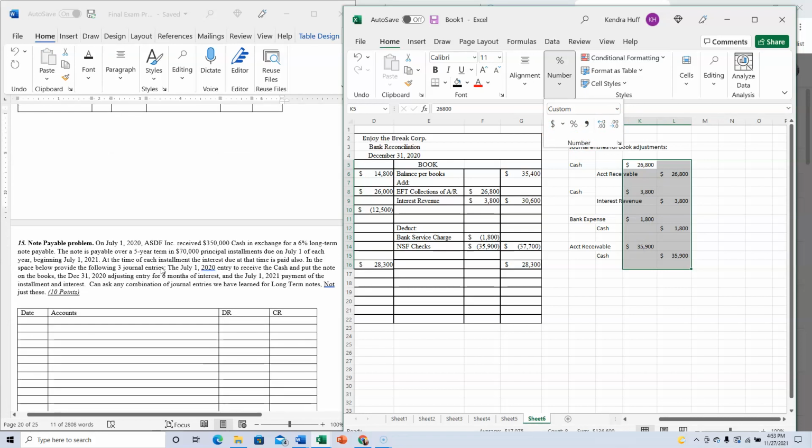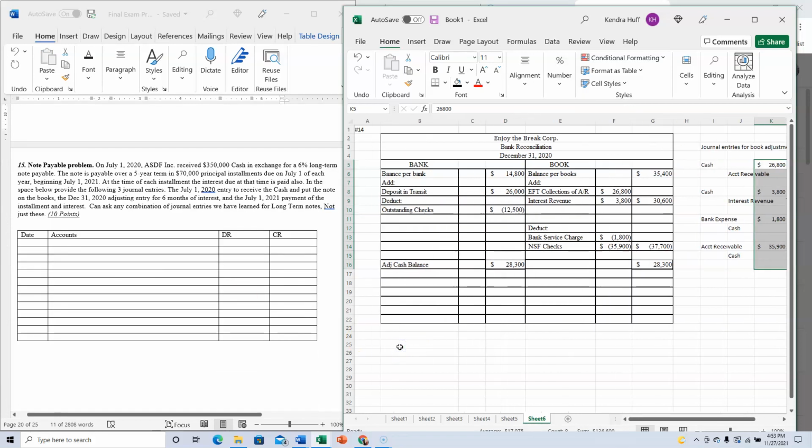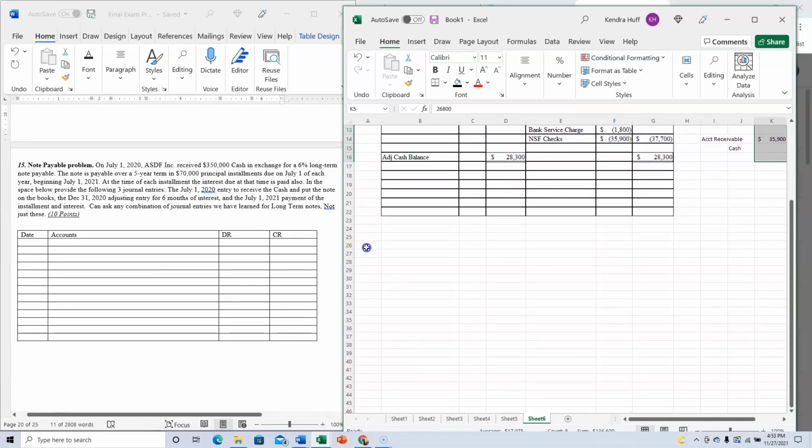All right, let's see what number 15 is. Note payable. On July 1st of 2020, ASDF Incorporated received $350,000 cash in exchange for a 6% long-term note payable. The note is payable over a 5-year term in $70,000 principal installments due on July 1st of each year, beginning July 1st of 2021. So a year later. At the time of each installment, the interest due at that time is paid also.